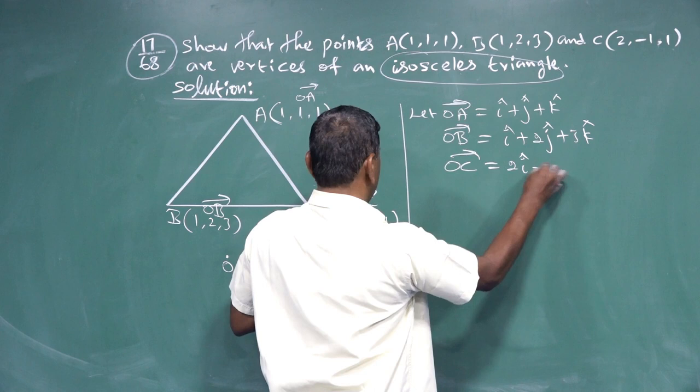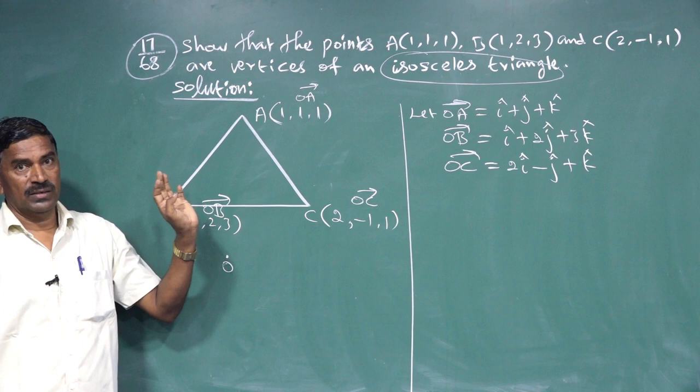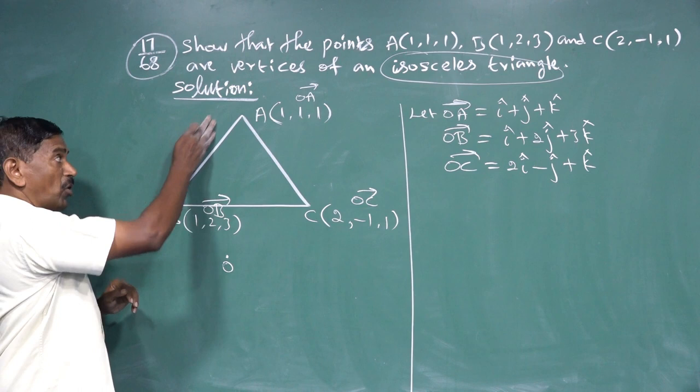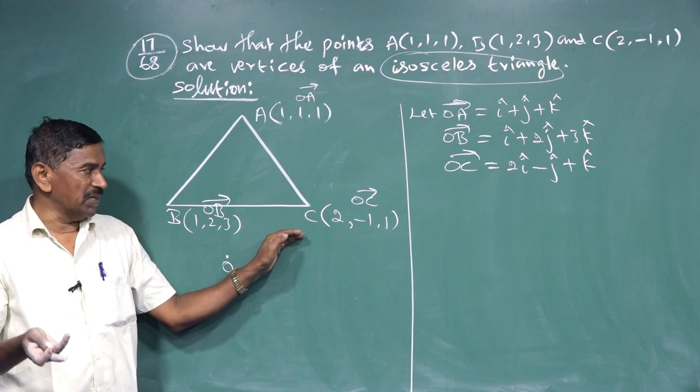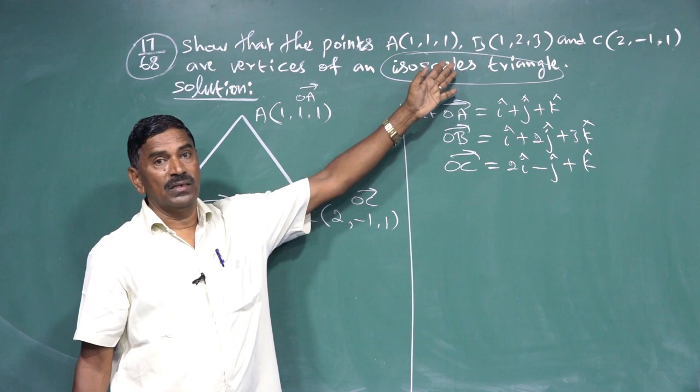Okay. Now, we want to prove an isosceles triangle. It is enough to prove any two sides equal. Which means we want to find AB vector, then modulus AB vector. Then BC vector, modulus BC vector. Then CA vector, then modulus CA vector. And identify if any two sides are equal, then the triangle is said to be an isosceles triangle. First AB vector, then modulus AB vector.